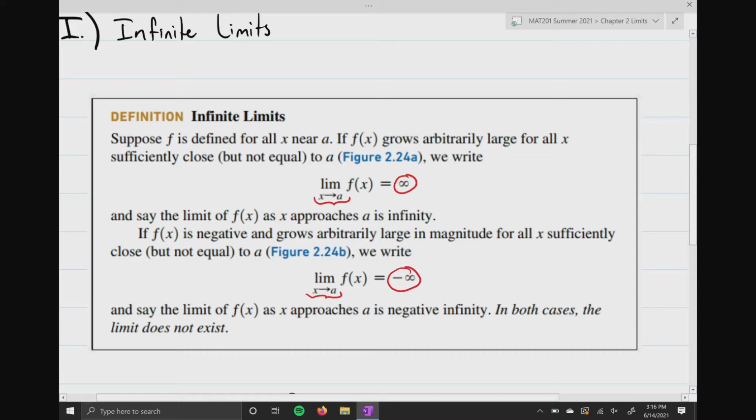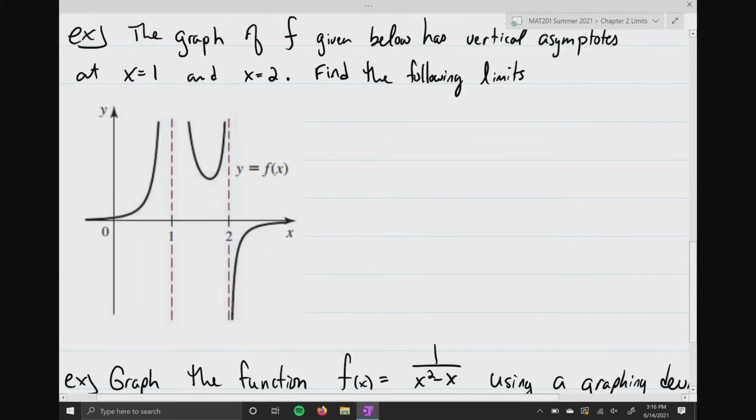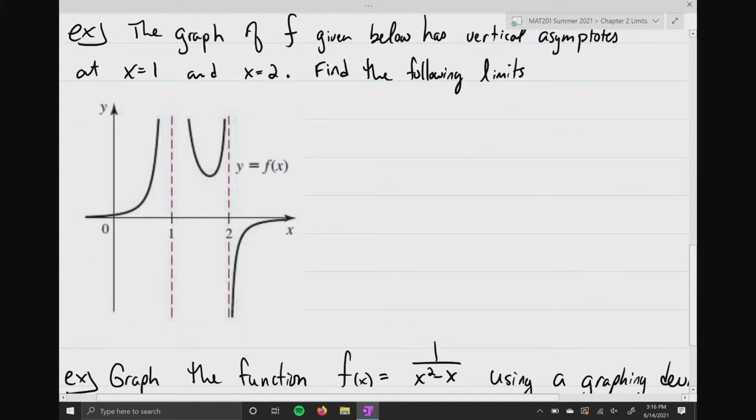So let me show you an example of how this works. We have just a really basic problem right here. Let's read this real quick. The graph of f is given below and has vertical asymptotes x equals 1 and x equals 2. Let's find the following limits. I'm going to start writing them out. So let's find the limit as x approaches 1 from the left of f of x.